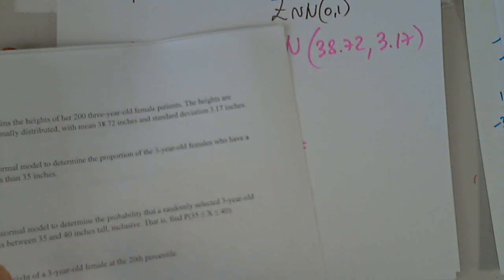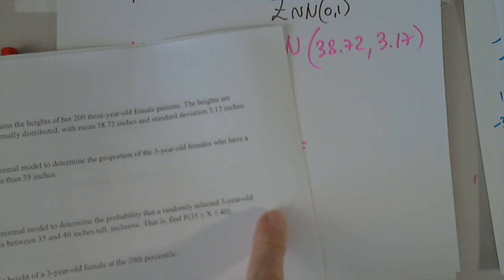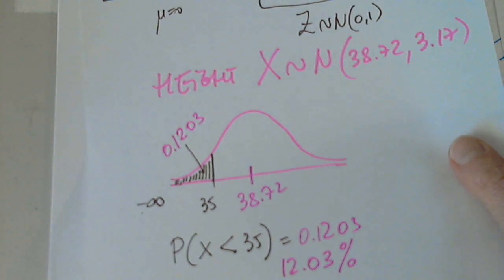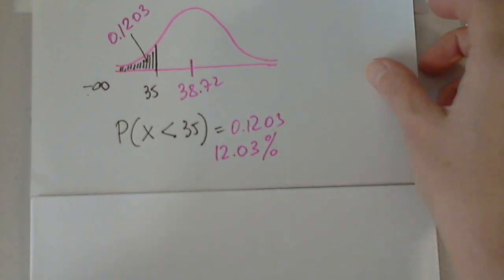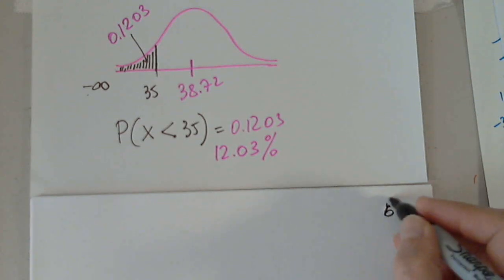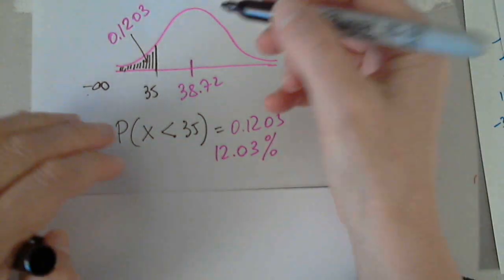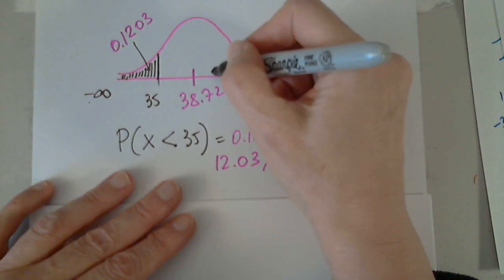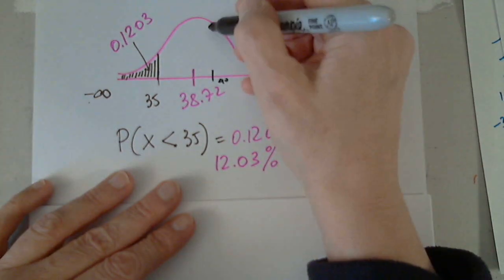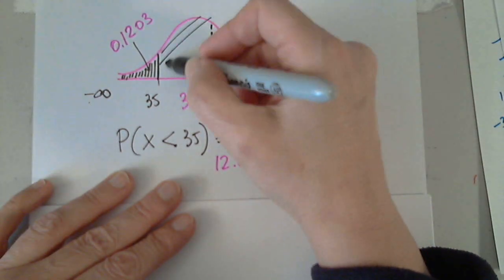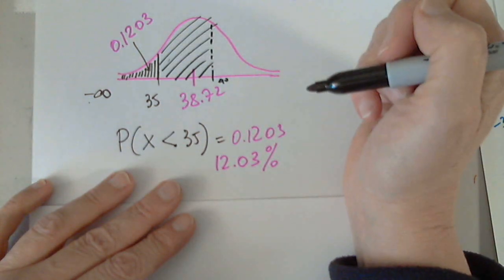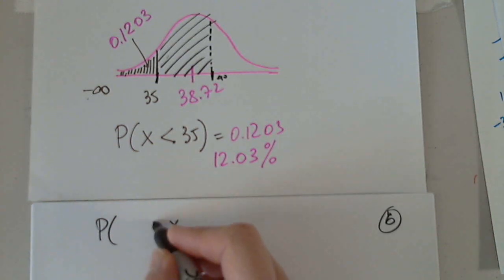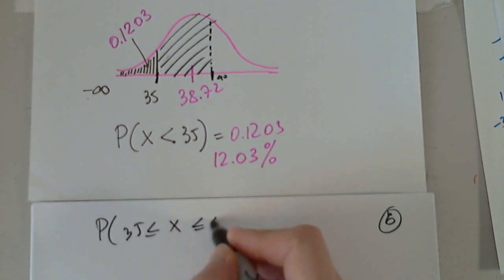Part B. Use the normal model to determine the probability that a randomly selected 3-year-old female is between 35 and 40 inches. Okay, we're going to go back to these problems with StatCrunch in a minute. So this time, they want between 35 and 40. I don't have units here, I'm just explaining what we're doing. If this is 40, then this time we are asked to determine this area between 35 and 40. So the probability for X to be between 35 and 40.